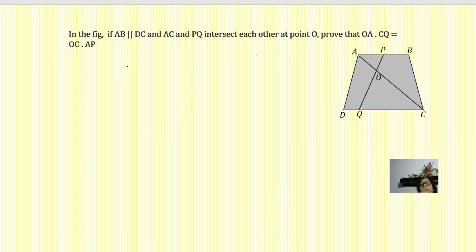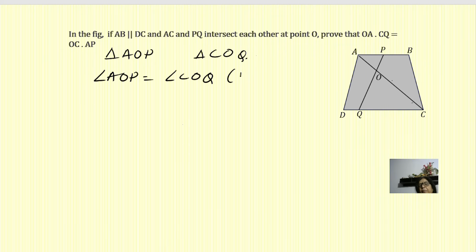Moving on to the next question, here we have a quadrilateral where AB is parallel to DC. Now in this quadrilateral, it is mentioned that we have AC and PQ intersecting at the point O. Now we'll focus on the triangles that are formed, the triangle AOP and the triangle COQ. Now if you look at the figure carefully, angle AOP will be equal to angle COQ. Why? The reason is vertically opposite angles. These two are intersecting lines. The moment we get any two intersecting lines, the vertically opposite angles are equal.